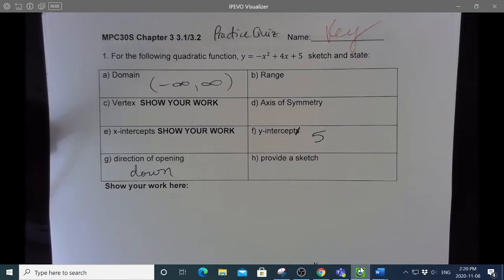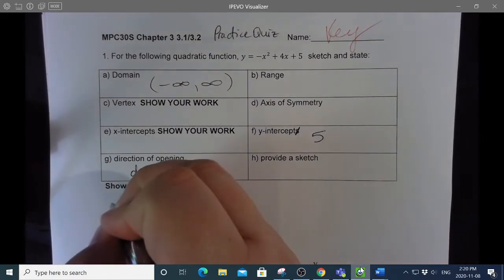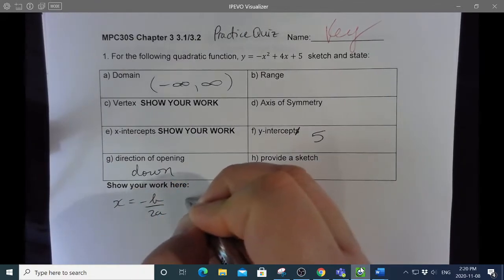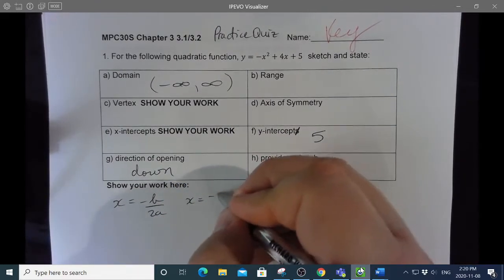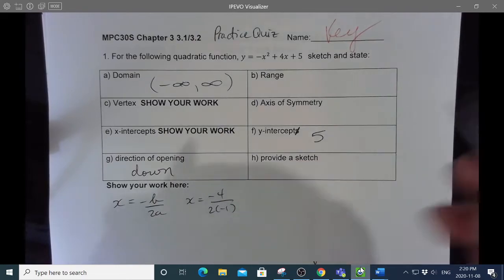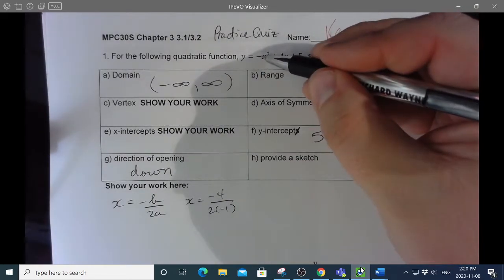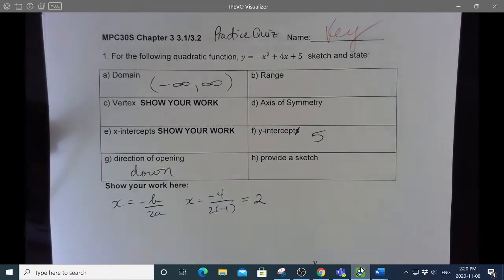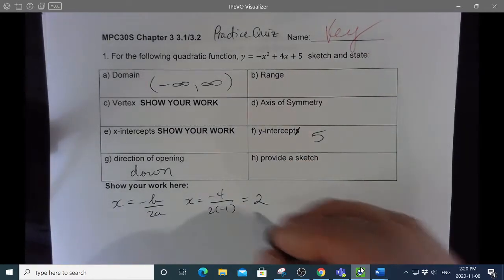So, to find the vertex, remember we have a little formula for the x coordinate of the vertex. It's minus b over 2a, which is minus 4 over 2 times -1, because remember this is the b number, that's the a number right there. So that's going to be -4 over -2, which is 2. So that's the x coordinate of the vertex.